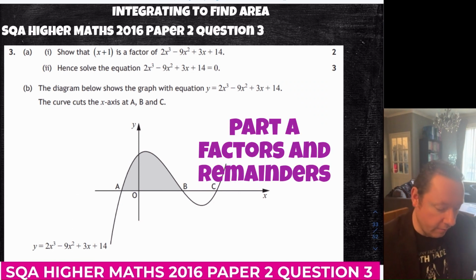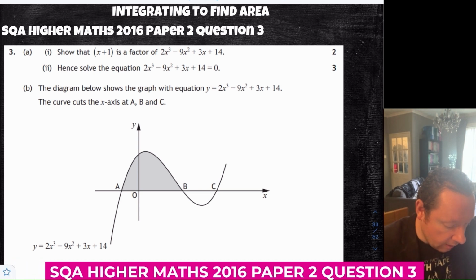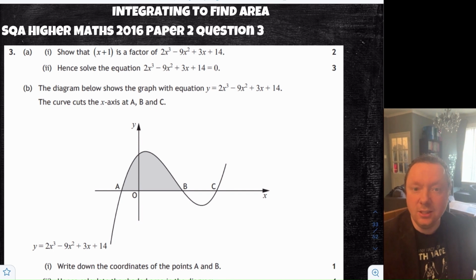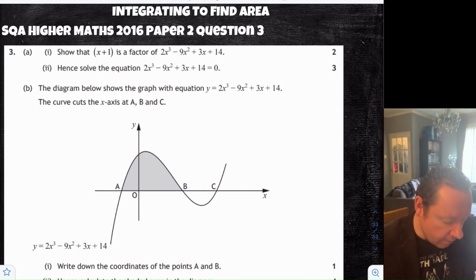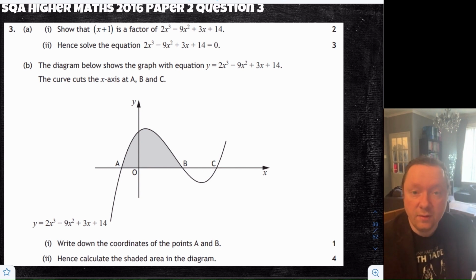Integrating to find area, SQA Higher Maths 2016, paper 2, question 3. Show that x plus 1 is a factor, and then solve the equation. So that's not integration at all, but we'll do it for the sake of completeness. Then part B says, the diagram below shows the graph of this equation. Write down the coordinates of points A and B, and then calculate the shaded area in the diagram. So we're going to have to do part A to get the coordinates anyway.